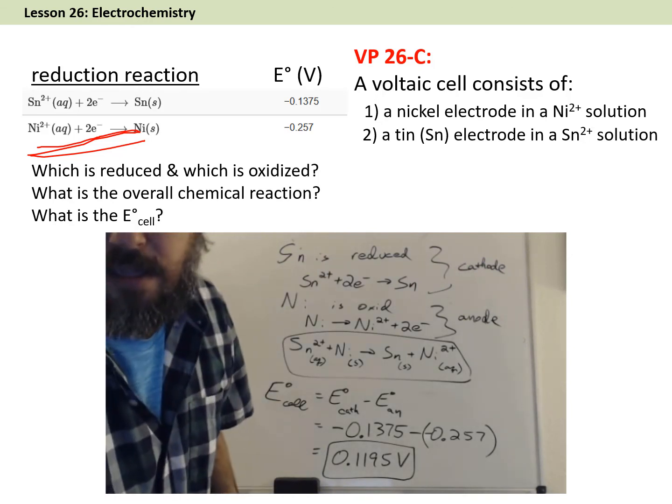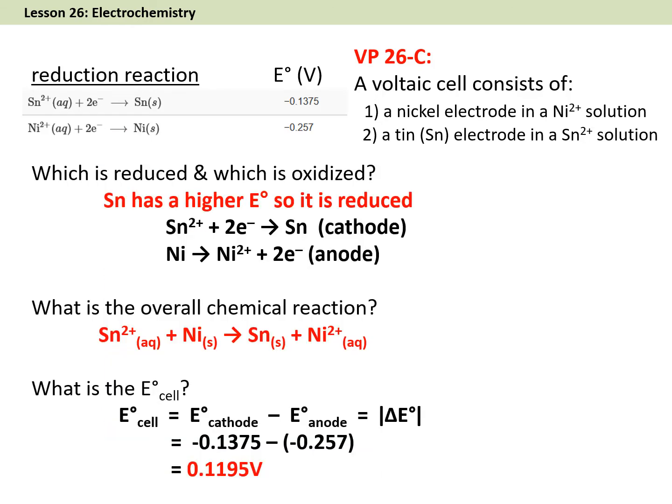All right, here it is on the screen. I figure out which one is reduced based on the fact that it has the higher reduction potential. The other one must be oxidized, which happens at the anode. Once I have those two half reactions, one that's oxidation, one that's reduction, I add them together to get the total reaction, and then I figure out the cell potential based on the difference between these two reduction potentials.